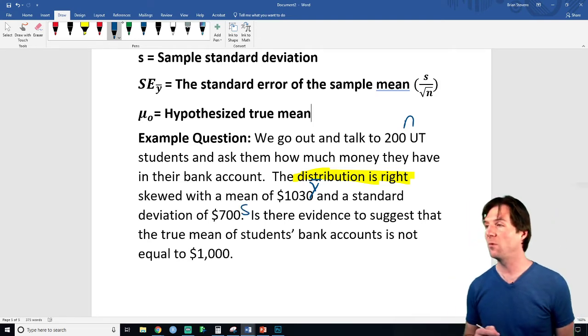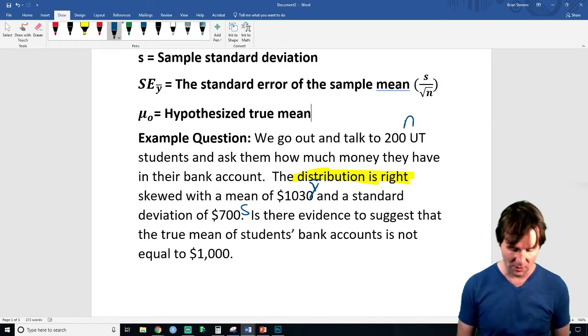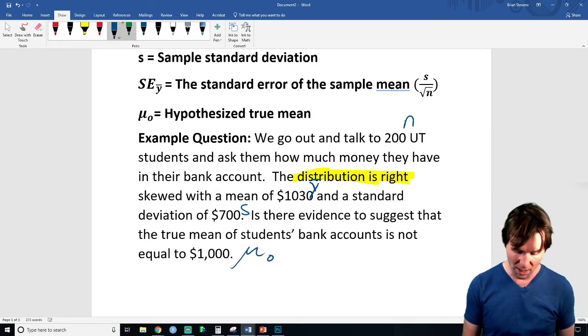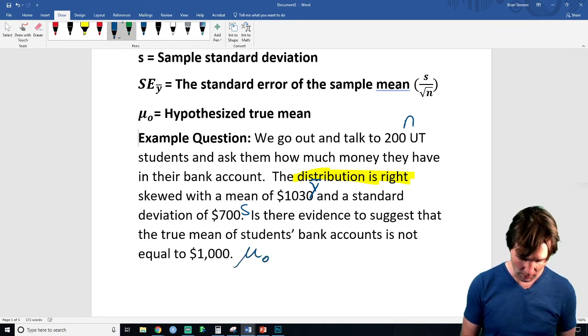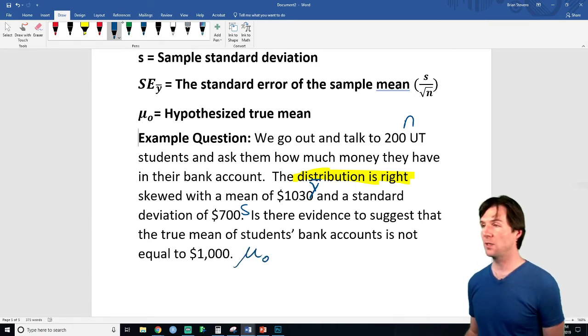So a standard deviation of 700, that's going to be s, little lowercase s right there, the best I can draw. And then we want to see if the value of the bank accounts is equal to 1,000. That is the hypothesized amount right there. We can do a little better mu than that. There is our mu. There we go. So we have the different values.